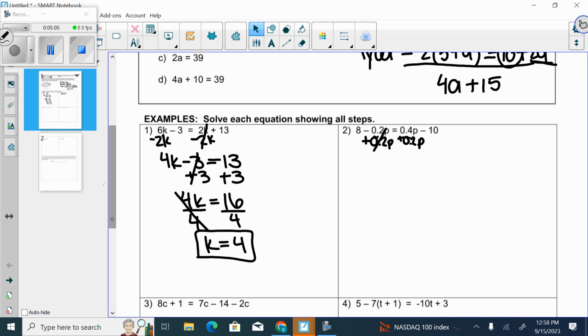What's over there? 8. Is equal to, we've got 0.4p plus 0.2p. 0.4 plus 0.2. Very good. And then we still have minus 10. And then what do we do? Add 10. Add 10. Good. So what is 8 plus 10 going to give us? 18.